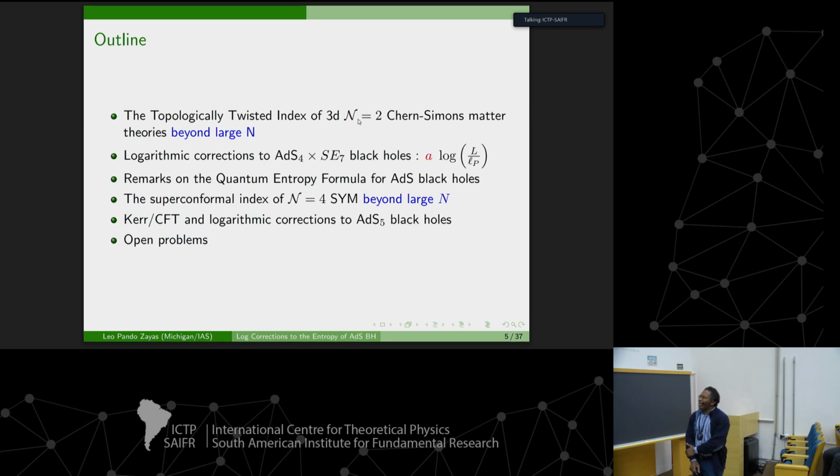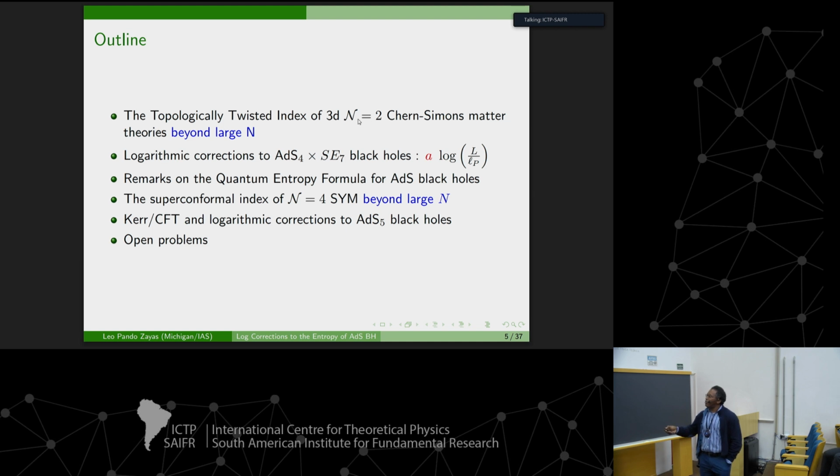So here's my outline. First, I'm going to talk about the topologically twisted index of 3D N=2 Chern-Simons matter theories. But of course, I'm interested not in the biggest leading term, I'm interested in this logarithmic term. And I am very happy that Nikolai gave a really good description with all the details. So when I show you an ugly formula, you will see immediately that it's a formula that you have already seen in Nikolai's talk. This first part is going to be field theory.